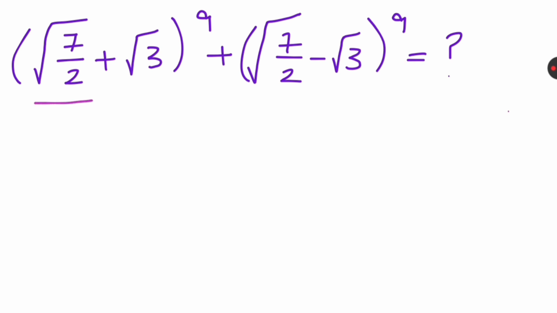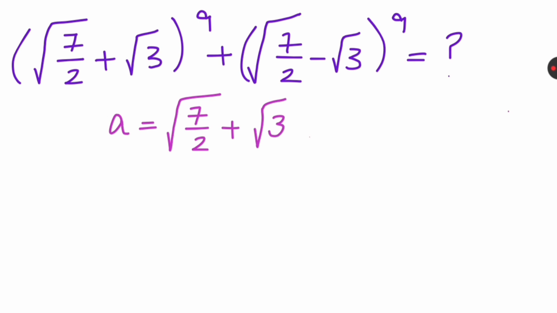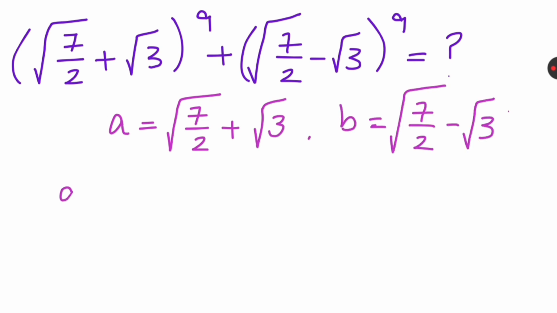Each and every time we have a square root, if you keep on writing the square root, it is going to be difficult. That's why let us consider the first term as a and the second term as b. So the original expression turns into a^9 + b^9. We need to find the value of this.